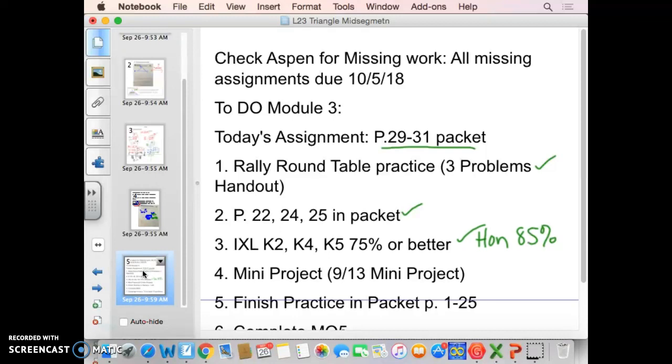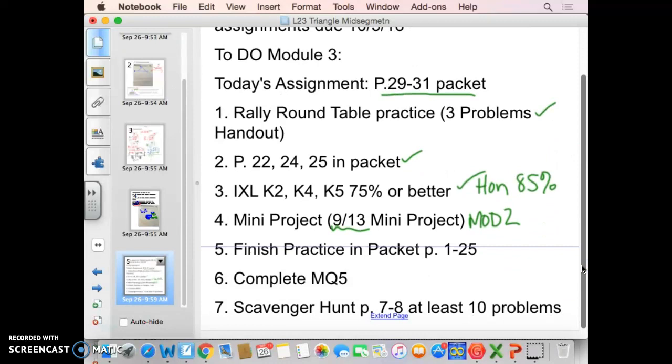You've got the mini project due. That was from Module 2. All the information you need is on 9/13 in Canvas. You had to finish your practice in the packet. At this point, it's not 1 through 25; 1 through 31 should be completed. We had a mastery quiz last week. Make sure you've got that done.